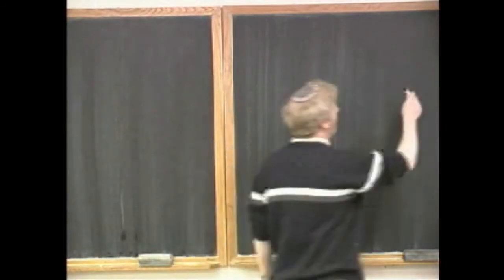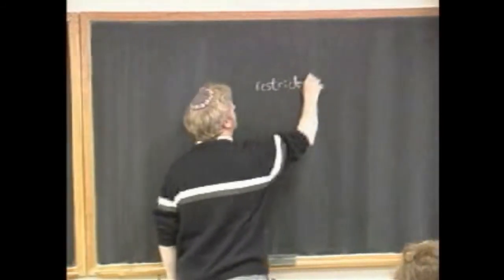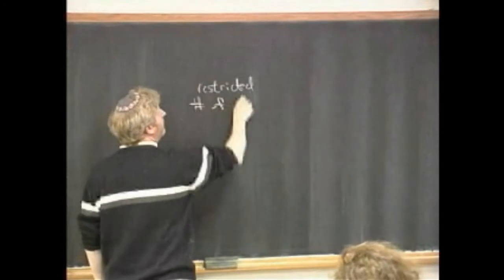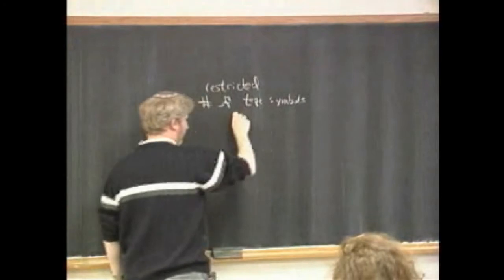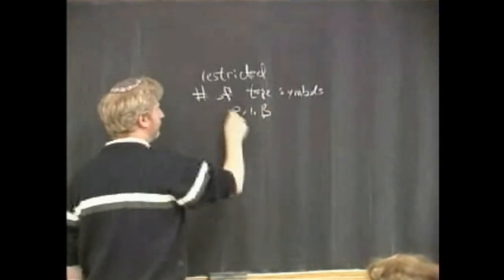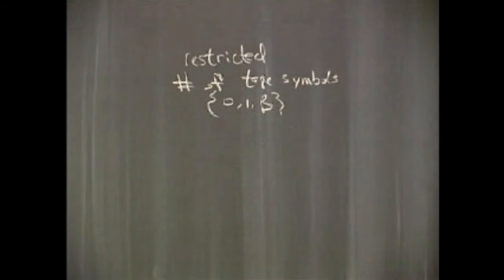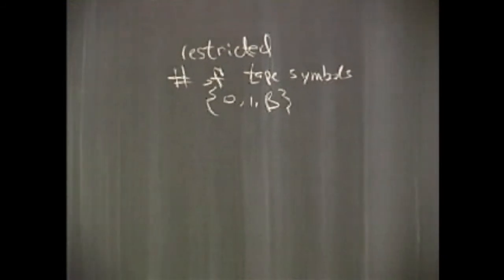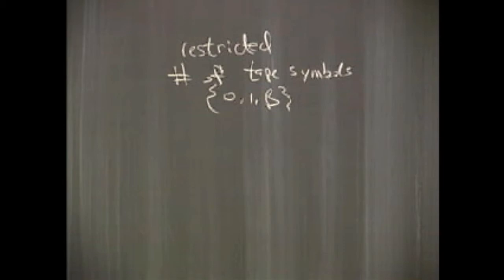What if you allow a restricted number of tape symbols? Let's say 0, 1, and blank. Well, you can prove, there's a theorem that says, if you give me any Turing machine that uses any number of tape symbols that it wants, I can write another Turing machine that does the same thing and uses only zeros, ones, and blanks. So without any loss of generality, you can assume your machine only has these three symbols.